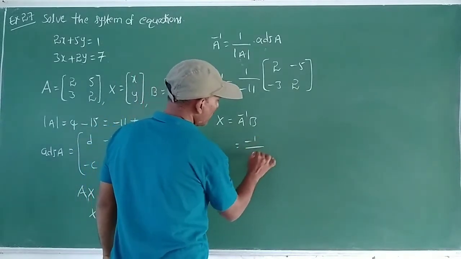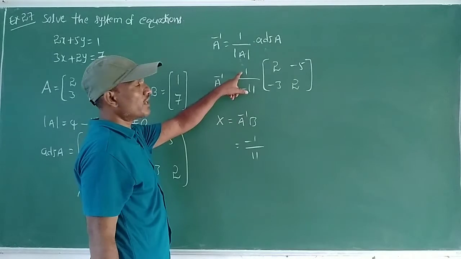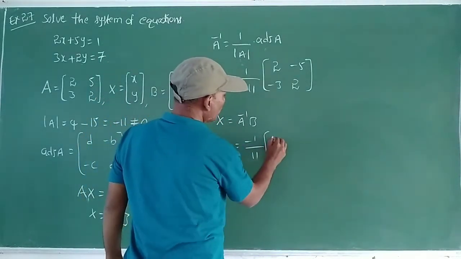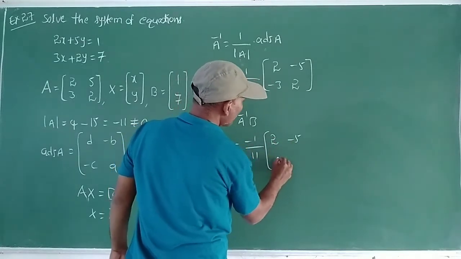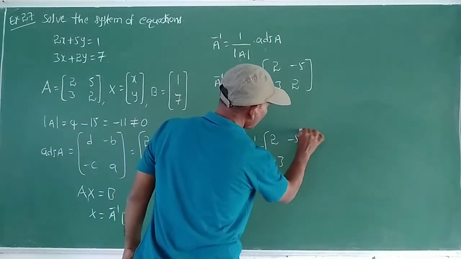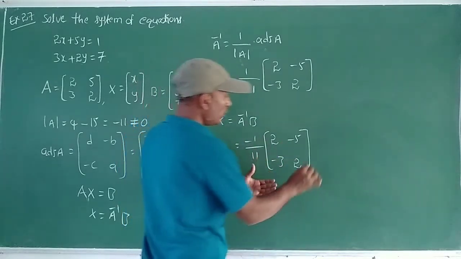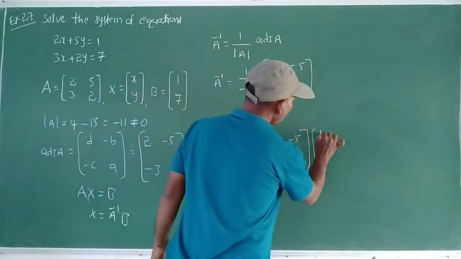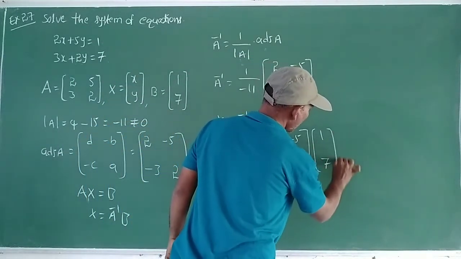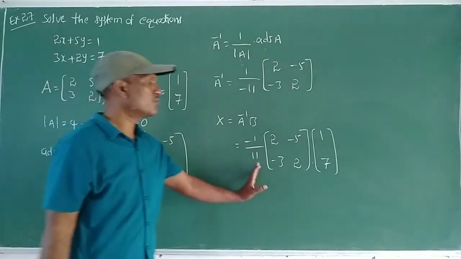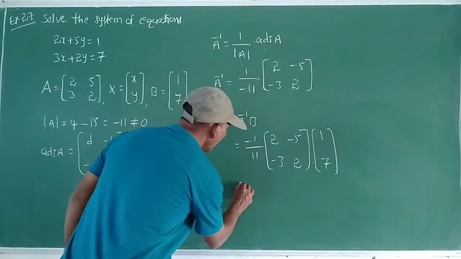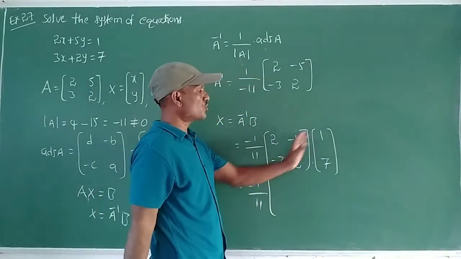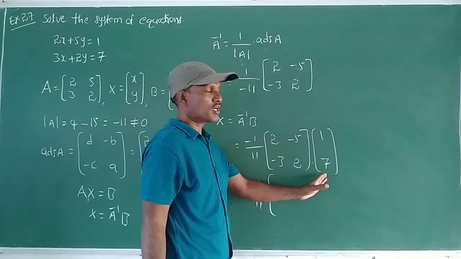First, minus 1 by 11, the denominator minus goes to the numerator, minus 1 by 11, into 2, minus 5, minus 3, 2. This is A inverse. A inverse into B. B matrix 1, 7. Okay, this is A inverse into B, equal to minus 1 by 11 into the product: first row, first column; second row, first column.